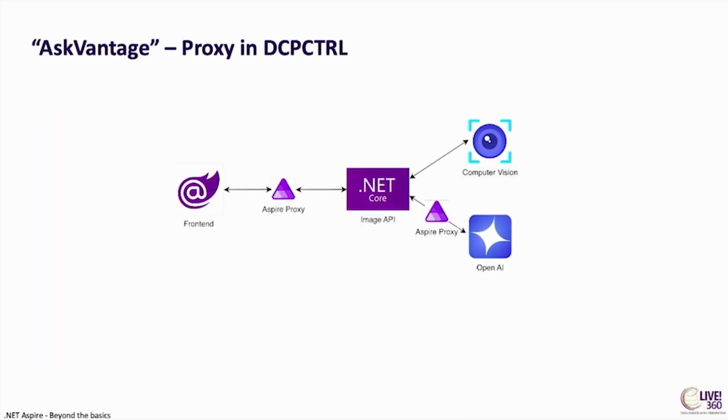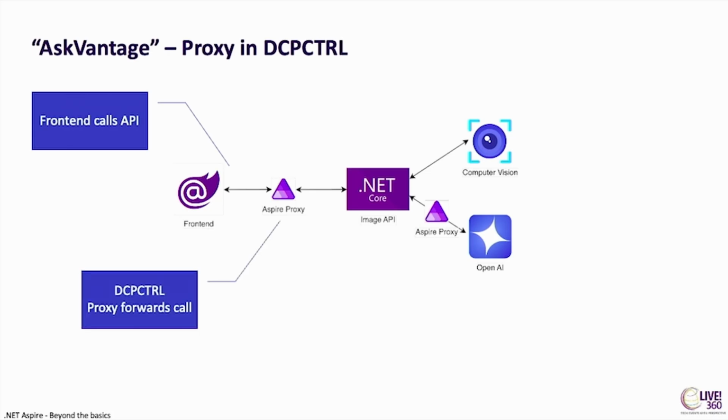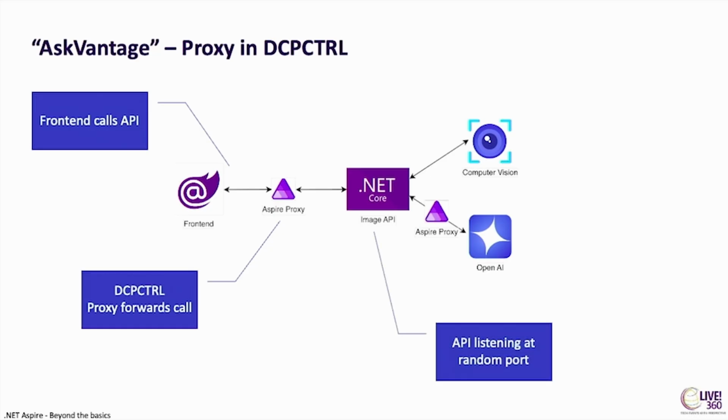So that can be quite complicated. The way it looks in my application would be the front end. It wants to call the API. It thinks that it's listening at port 5000 or something. In reality, it's talking to that Aspire proxy over there, which is in DCP control. And the proxy will forward that call to the API itself. And of course, we can have the image API running at whatever port the DCP control pleases, because it launches the process, so it knows where to find it. And of course, you can do the same thing whenever talking to a downstream container.